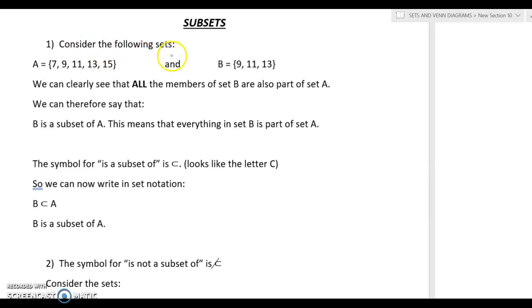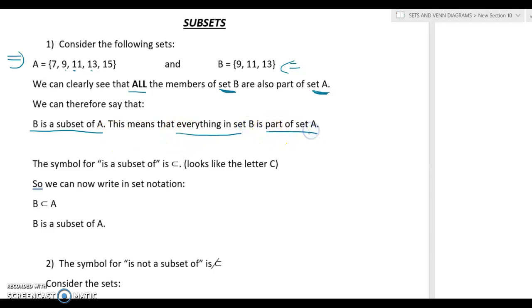Consider the following sets. We have set A, which is equal to 7, 9, 11, 13, and 15. Then we have set B, which is equal to 9, 11, and 13. We can clearly see all the members of set B are also part of set A. So let's look over that. Set B is equal to 9, 11, and 13. And if you look at set A, it also has 9, 11, and 13. So therefore, that's why we can make this statement: all the members of set B are also part of set A. We can therefore say that B is a subset of A, meaning that everything in set B is part of set A.